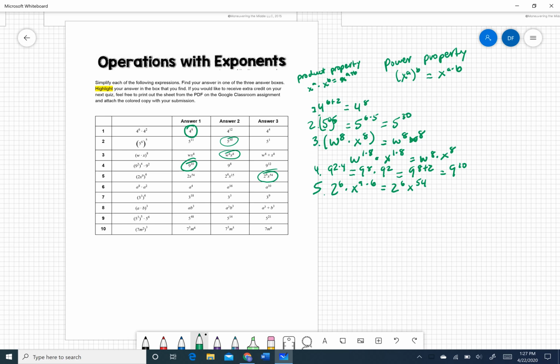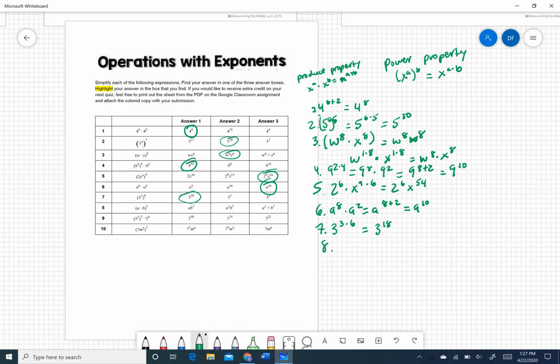Okay. So for number 6, I have a to the 8th times a to the 2nd. In this case, again, it's just the product property, just like in number 1. I'm just going to add those two together. So this becomes a to the 8th plus 2, which is a to the 10th. Okay, so that's my answer there. All right. So 7 is just the power of a power property that we've been talking about. So this just becomes 3 to the 3 times 6, because it's a power of a power. So this becomes 3 to the 18th power. So this is that one there. Okay.